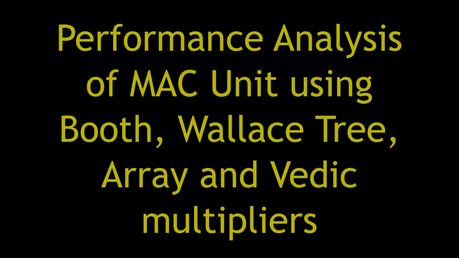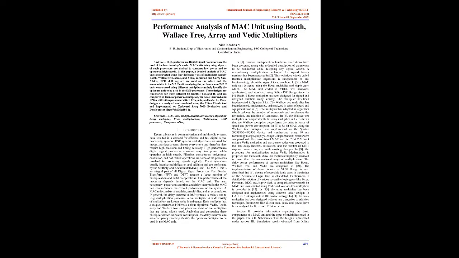High-performance digital signal processors are the need of the hour in today's world. MAC units, being integral parts of such processors, are desired to consume low power and to operate at high speeds. In this paper, a detailed analysis of MAC units constructed using 4 different types of multipliers, namely Booth, Wallace tree, array, and Vedic, is carried out.